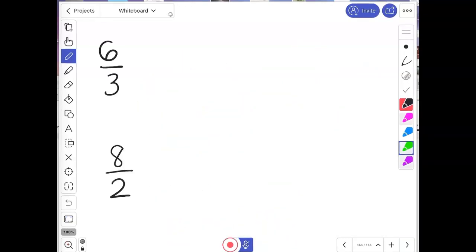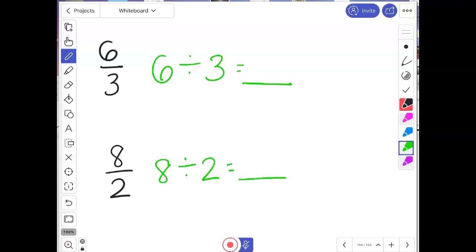Okay, I'm going to get you started, then you're going to pause, then you're going to come back and check your answers. 6/3 is the same thing as 6 divided by 3. You figure out what that is, then you'll know what 6/3 is. 8 halves is the same thing as 8 divided by 2. If you know what that is, then you can tell me what 8 halves are. Pause your video now.